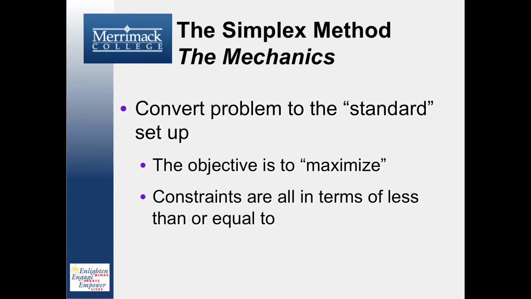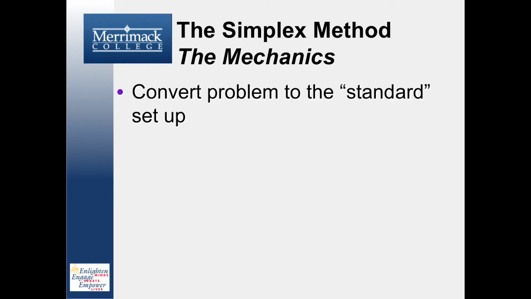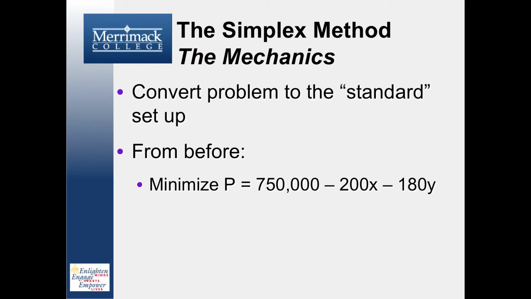So the first thing to do is the standard setup is a maximization objective function. Always maximize using the simplex method. Always express it as a maximize problem, and then set all the constraints so that they are less than or equal to. There are no greater than or equal to's allowed, so you have to fix that. Okay. So once you've converted it, you can then move forward.